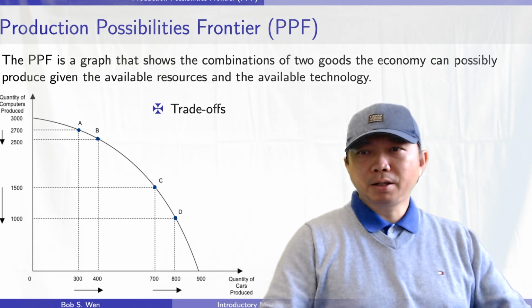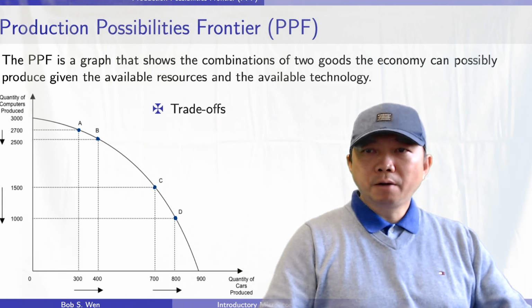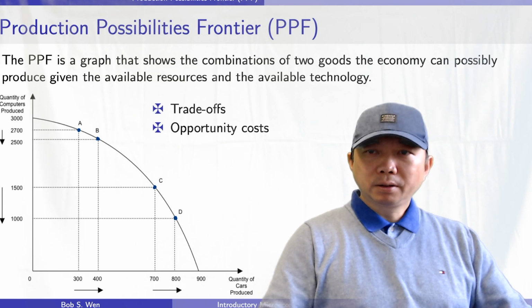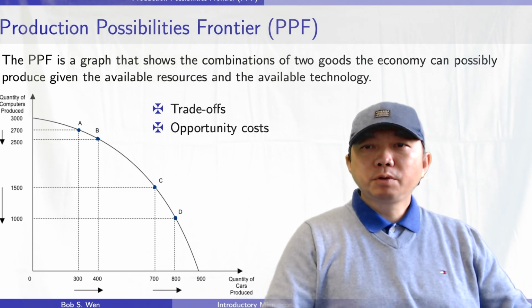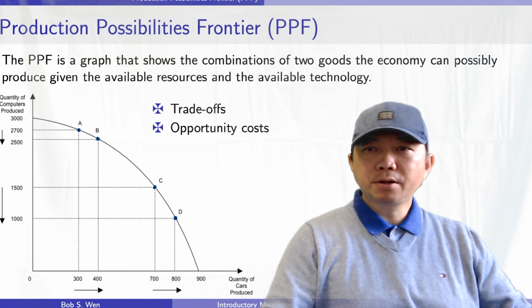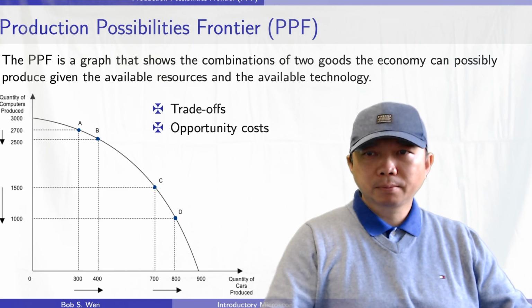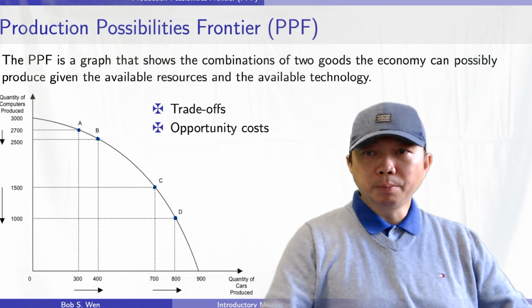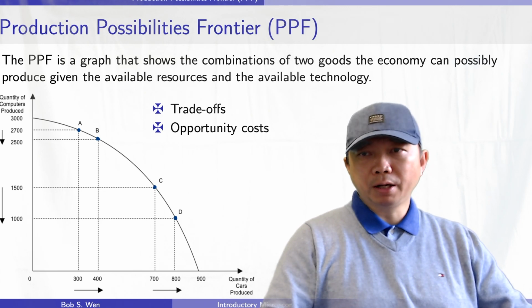The Production Possibilities Frontier not only shows the trade-offs we face, but also the concept of opportunity cost. Recall that the second principle of economics states that the cost of something is what we give up to get it. As we move along the PPF curve, we see that when we produce 100 more cars from 300 to 400, we have to give up 200 computers. But when we also produce 100 more cars from 700 to 800, we have to give up 500 computers.